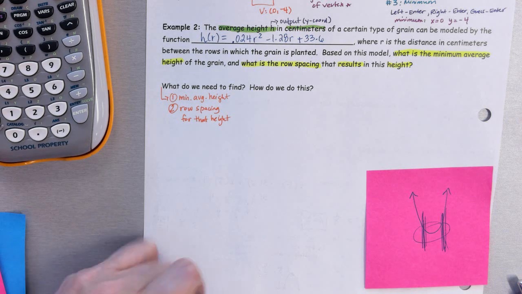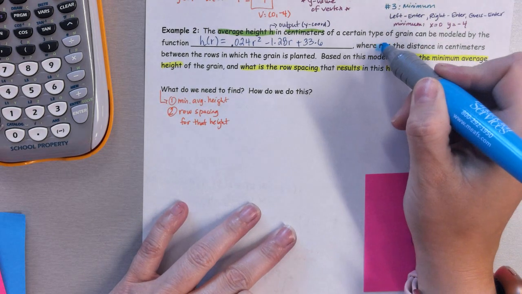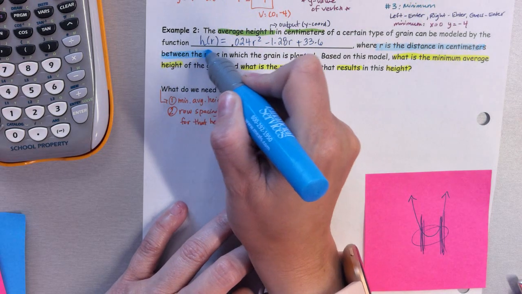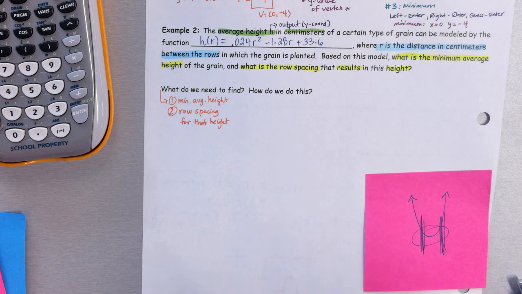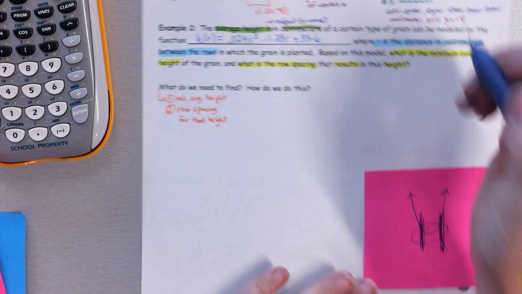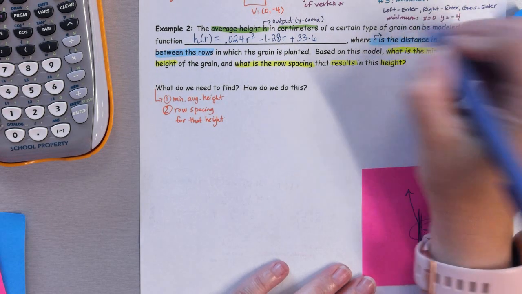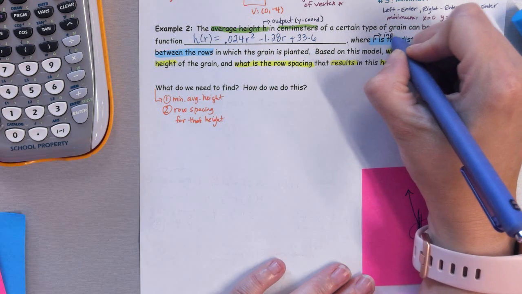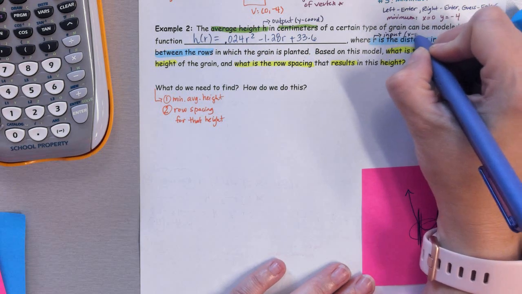R is the distance in centimeters, so they're both in centimeters, between the rows. That is going to be my input because I can see R in my function. So I know that's going to correspond to my x coordinate.